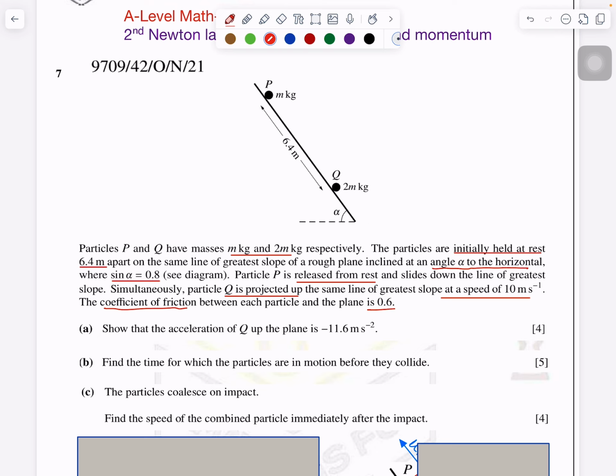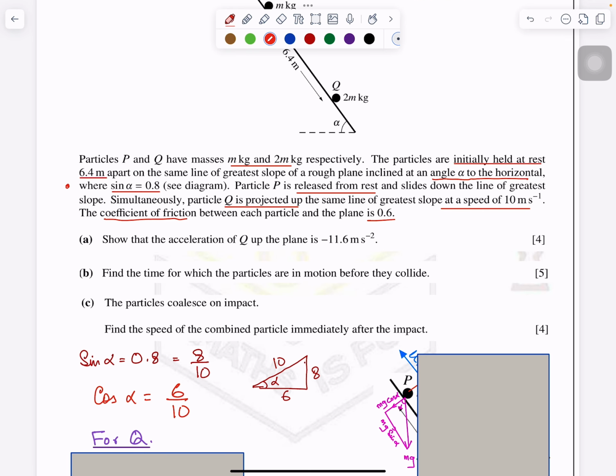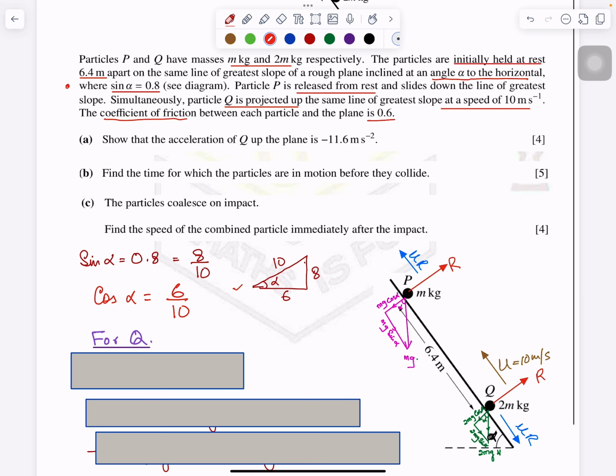So like I said here in the third line, when you have sine alpha, you can easily calculate cos alpha, right? Because by SOHCAHTOA, sine is opposite over hypotenuse. So you can apply Pythagoras theorem and get the adjacent side. After that, I said draw the diagram to put all the forces in place.